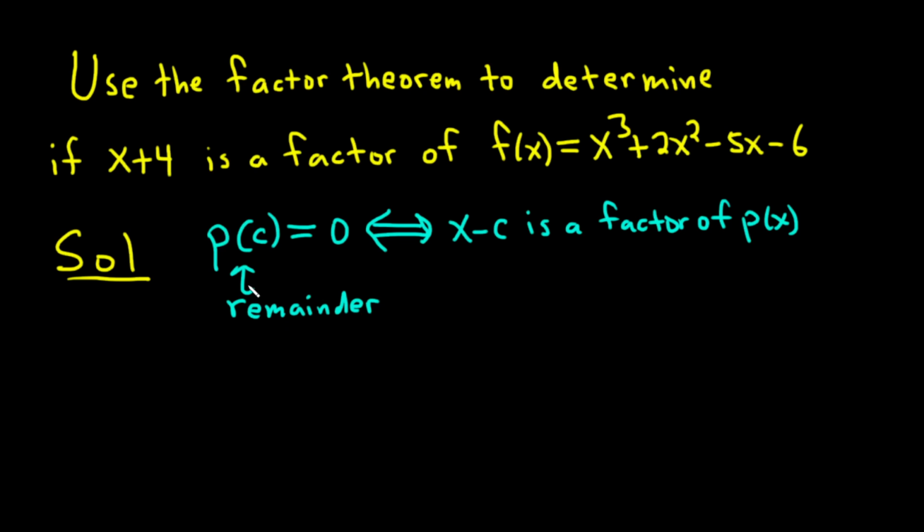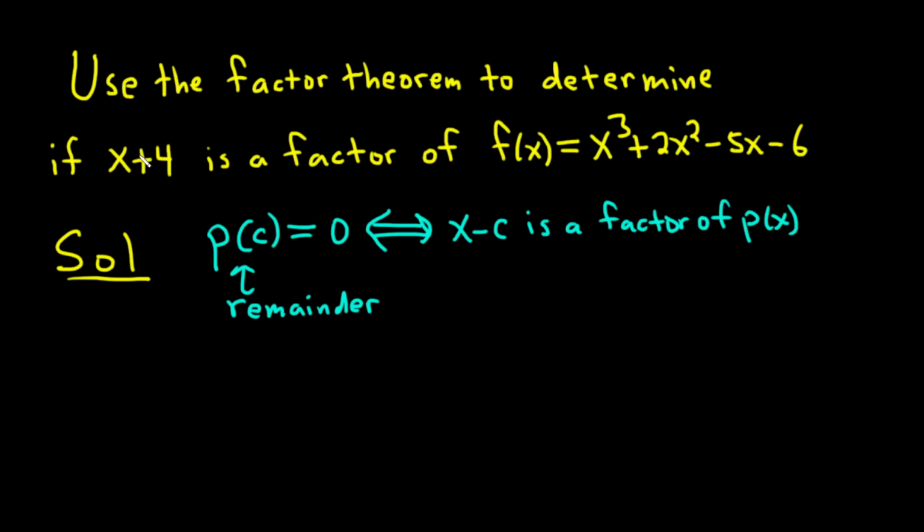So if the remainder is 0, the remainder here is P of C. So when the remainder is 0, x minus c is a factor. If x minus c is a factor, the remainder is 0. And it happens to be the actual function value at c, which is kind of cool. So all we have to do in this problem is actually divide by x plus 4. And if the remainder is 0, then we know that x plus 4 is a factor.